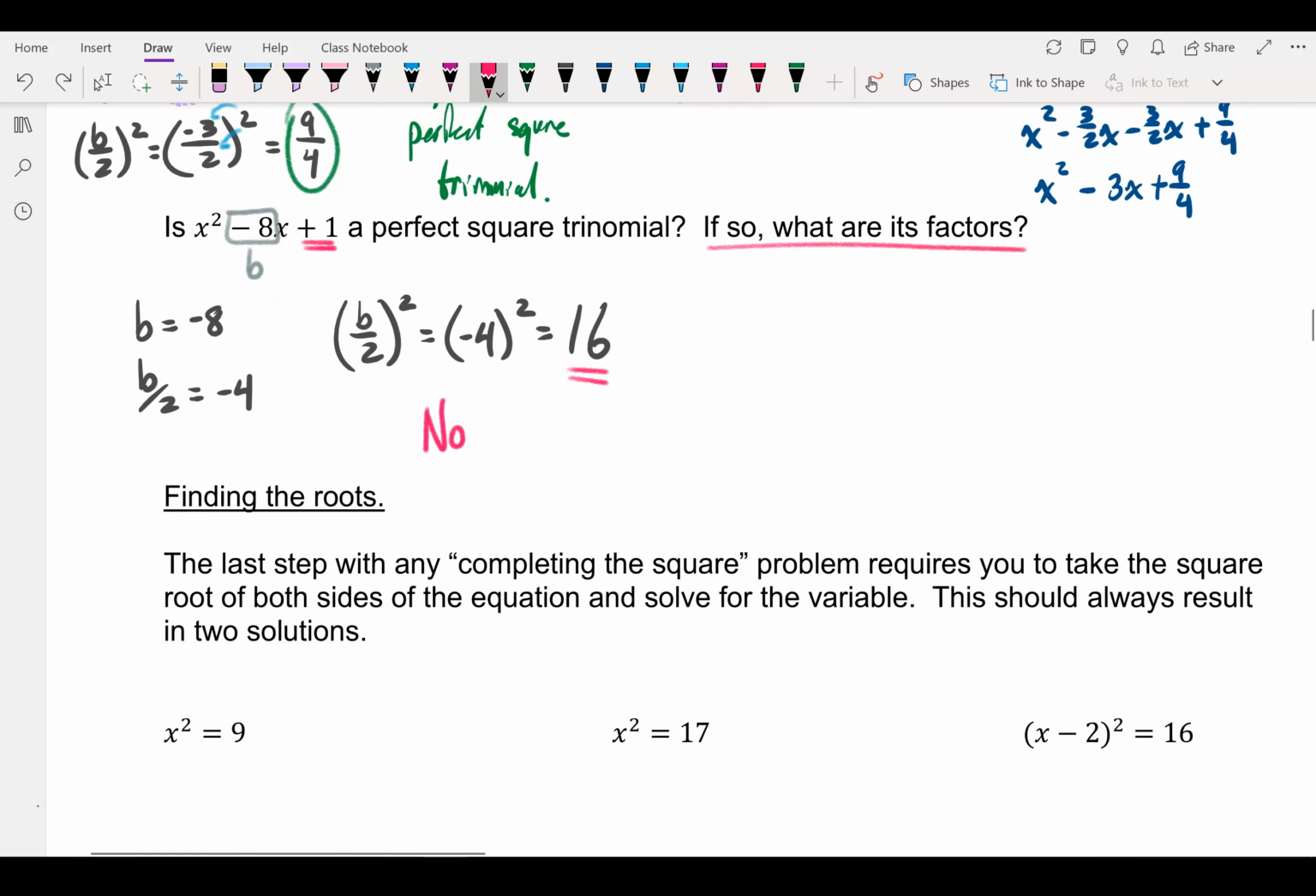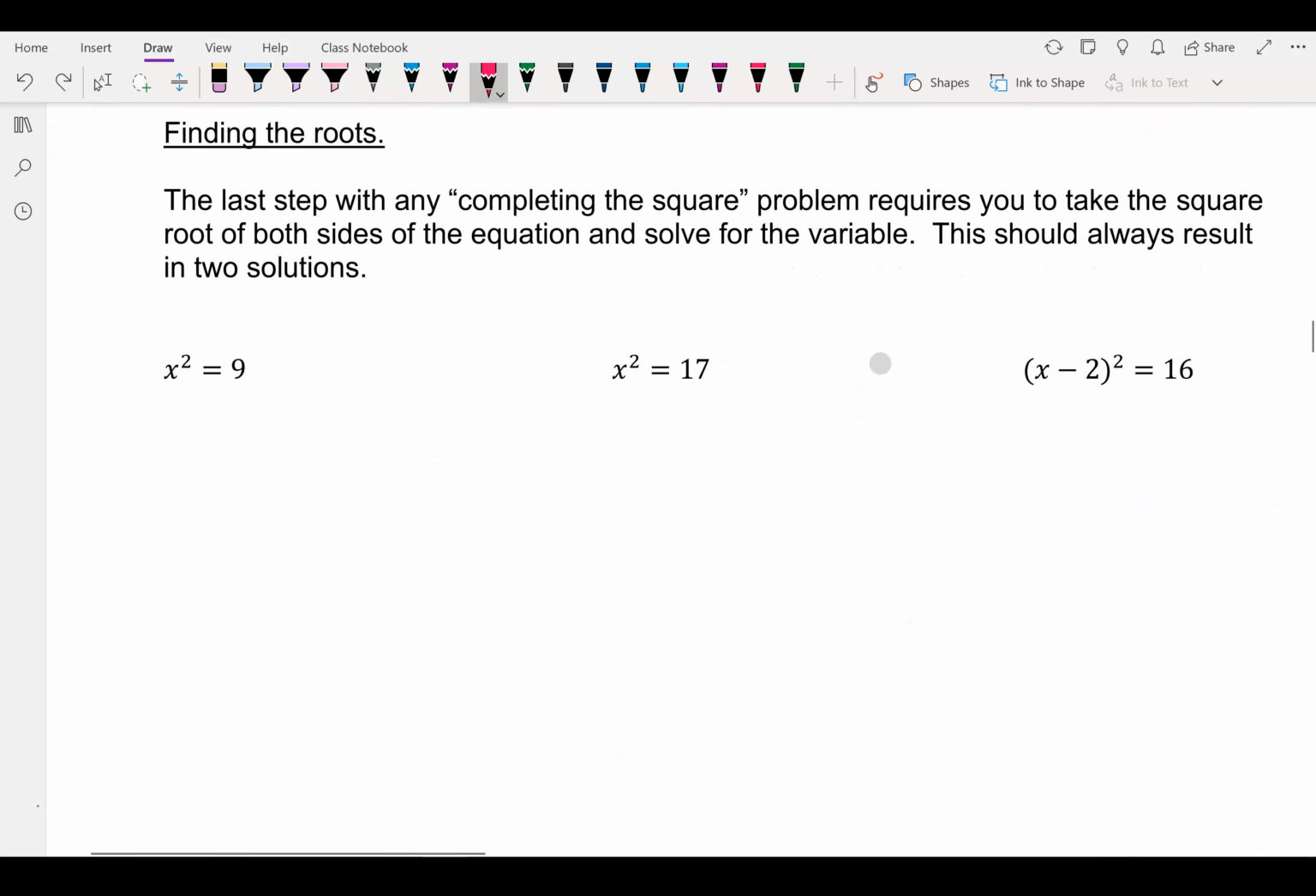I'm going to do one more thing as a setup to completing the square, and then we'll actually do some questions on completing the square. The last step with any completing the square problem requires you to take the square root of both sides of the equation and solve for the variable. This should always result in two solutions. So if you have something in this form, a squared with a constant on the other side, or even this squared with a constant on the other side, we can solve it.